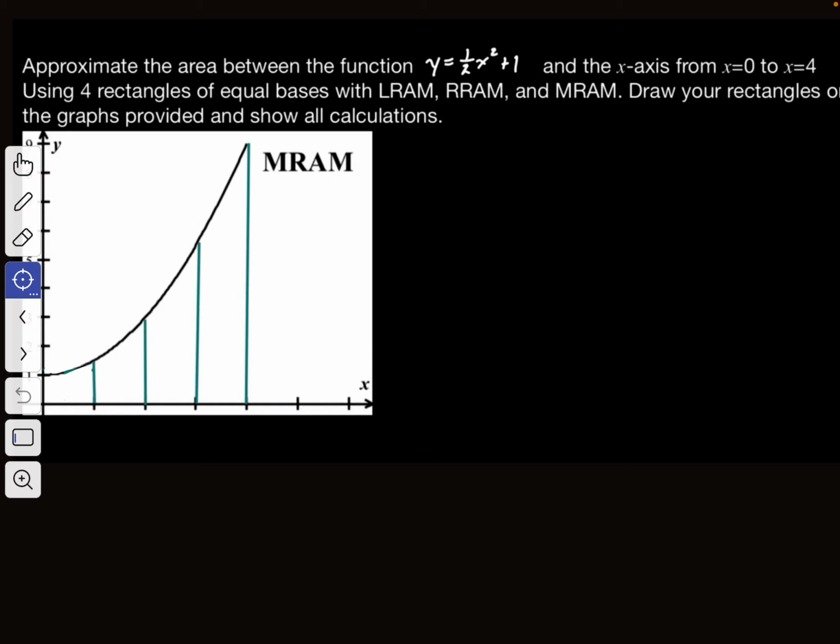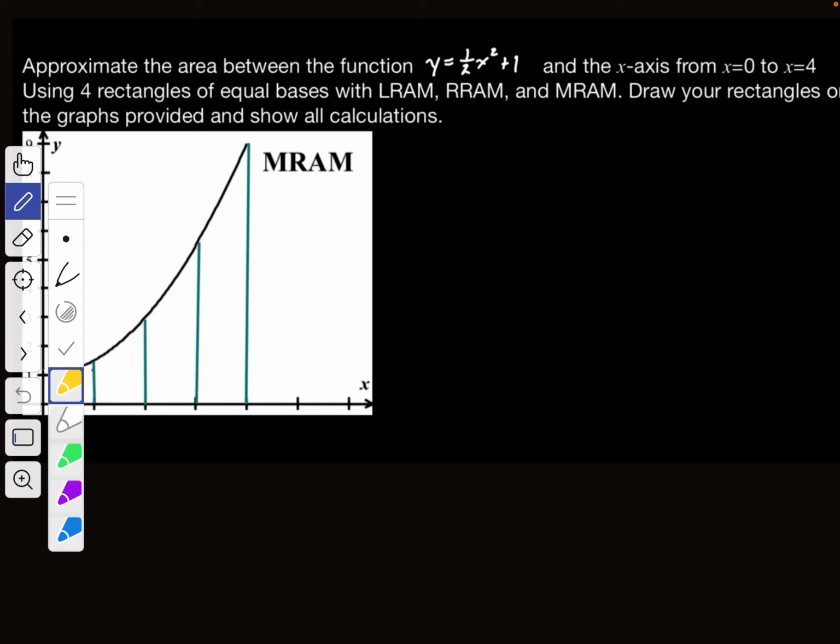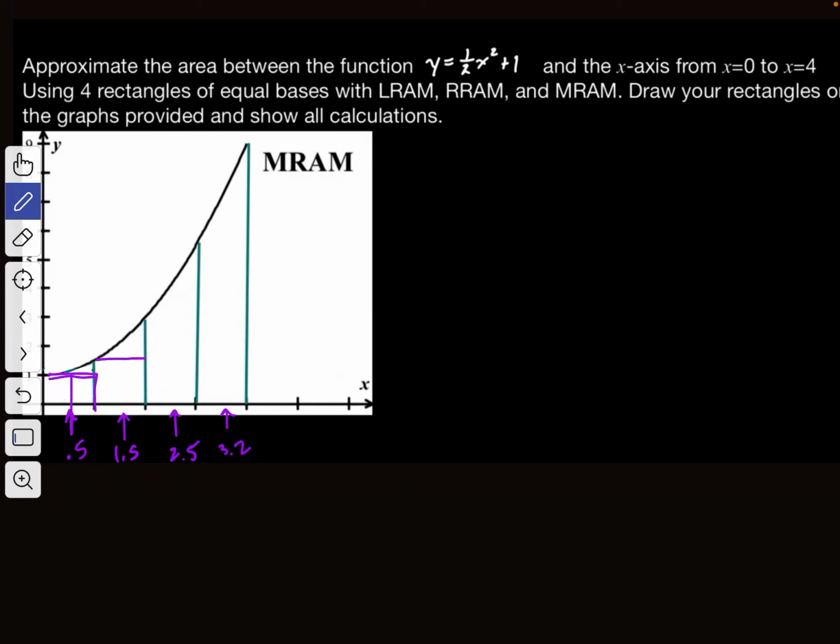This is our MRAM. All right, so we're going to evaluate the function at the midpoints. So the midpoint here would be 1/2, and let's see, 1.5, 2.5, and 3.5, because our rectangles, whoops, sorry, this is going to be your midpoint.